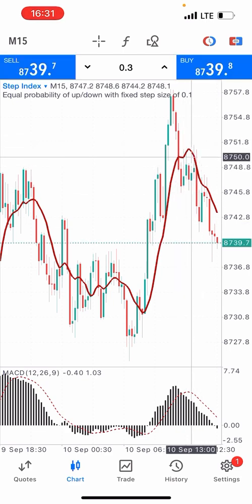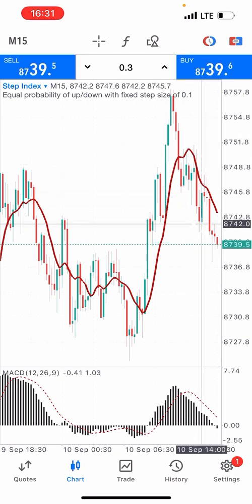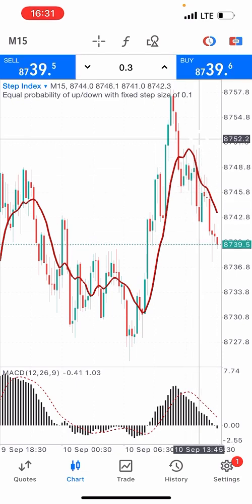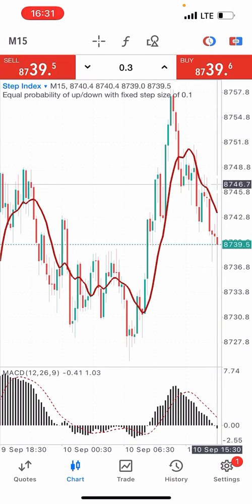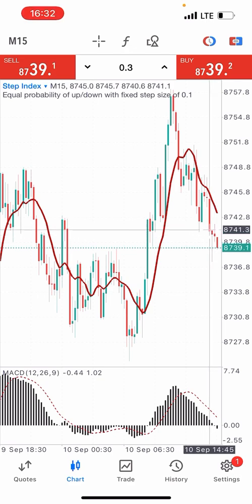What did I do? I sold step index right here, and then guys, as the market moves to the downside, I just made some money from the drop, putting my stop loss above the moving average. I entered this trade around here, this place. So I made some money, push to the downside. So this is what I do.